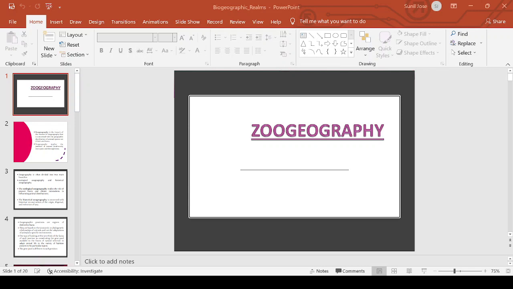As we have already studied, primarily it is biogeography, which is divided into zoogeography and phytogeography. Zoogeography is concerned with animal distribution, phytogeography with plant distribution. Now we find a completely different classification based on the ecological aspect. There is ecological zoogeography and historical zoogeography. In ecological zoogeography, they study the role of present biotic and abiotic interactions in influencing animal distribution.